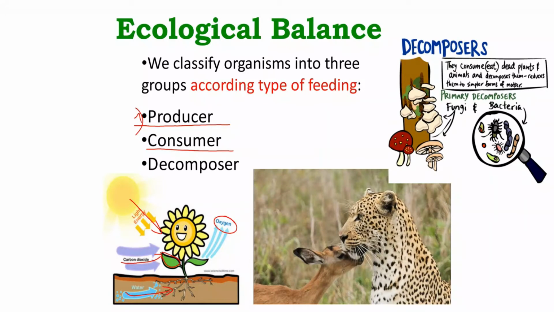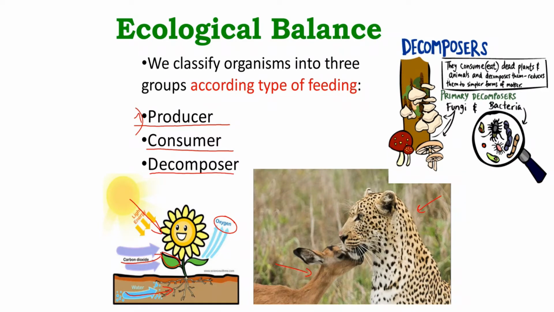Consumers are the living things which consume the food produced by plants or producers. So plants produce it, animals and humans consume this food, so we call them consumers. In this picture we see a deer and a tiger, both of them consumers. The deer consumes the plants, but the tiger consumes other animals. But in the end both of them are consumers. They get their food from their environment, but cannot produce it.